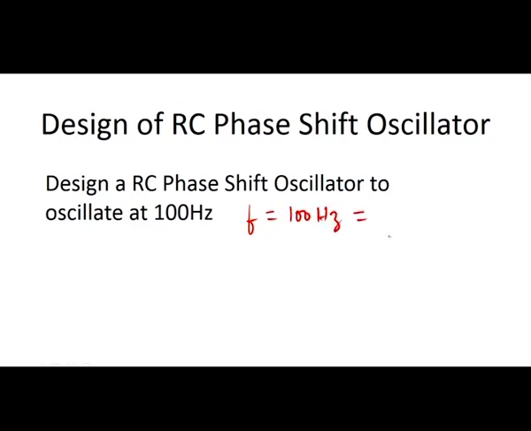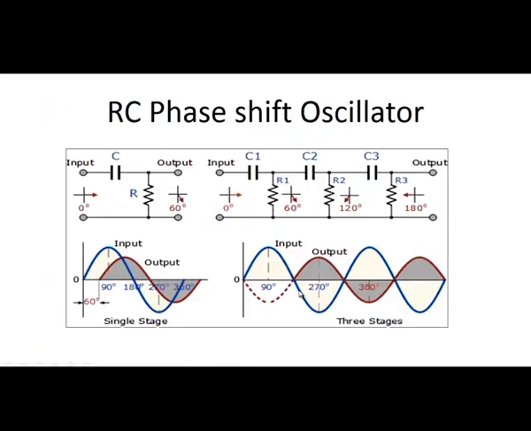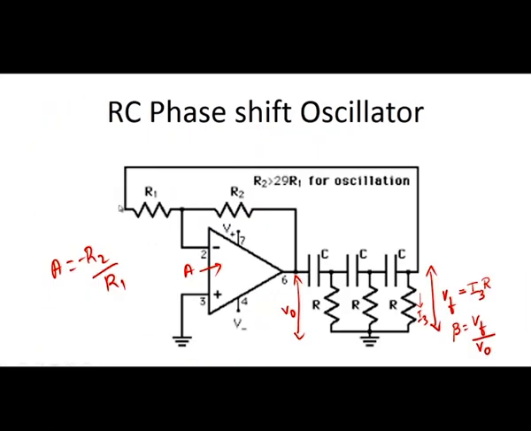And what is the formula? It is just what we have derived now, 1 by 2 pi RC root 6. So, in this formula, assume the value of the capacitor C as 0.1 microfarad and calculate what is R. And one more thing we have to consider is, from the circuit, this resistance R1 must be 10 times of this R.